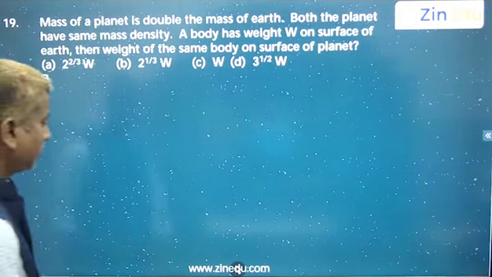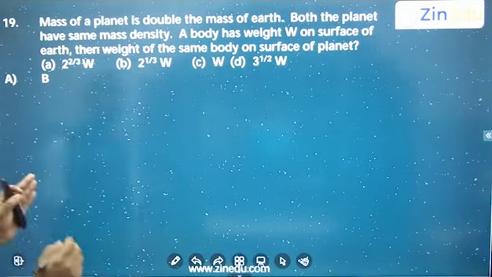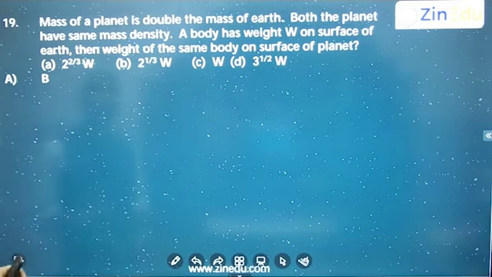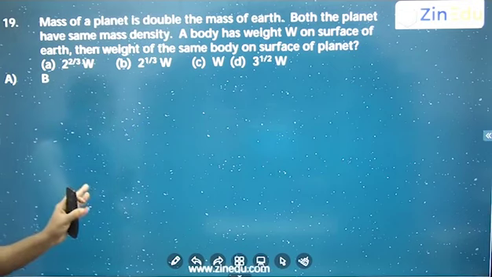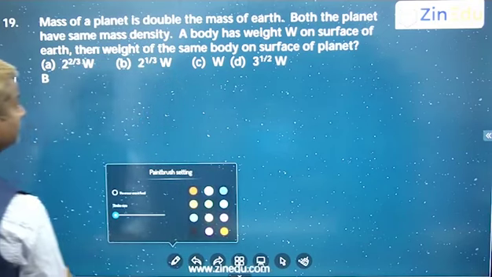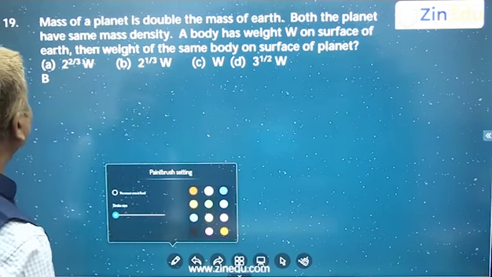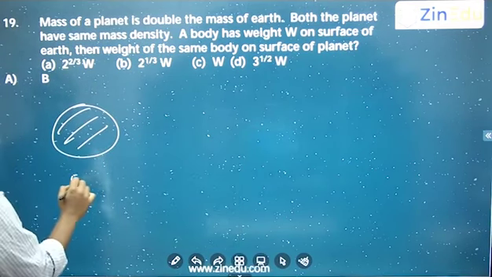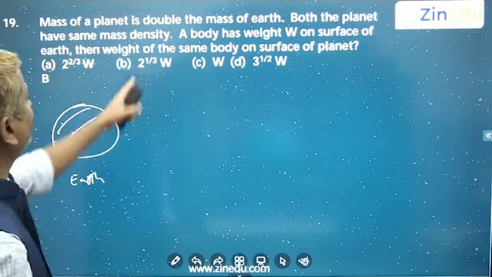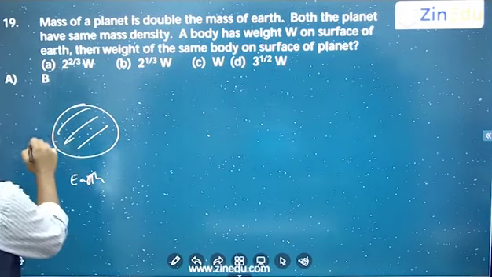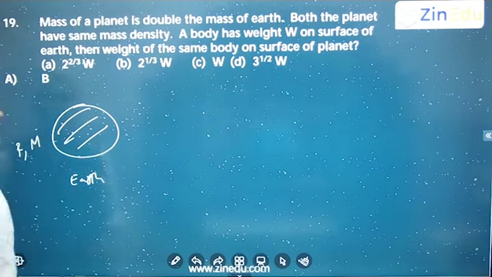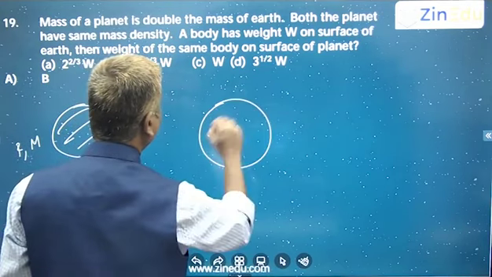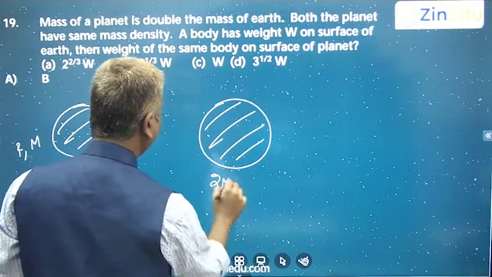Right. So another question: the mass of a planet is double the mass of the Earth. Planet and Earth both have the same density, right? Now, a body has weight W on the surface of the Earth. So this is Earth. Let us say there is another planet whose mass is double. If this mass is M, radius R, then this will be double mass 2M. This is another planet.